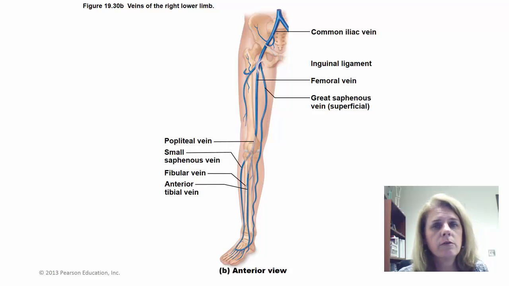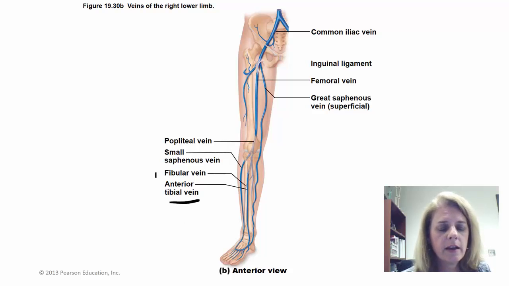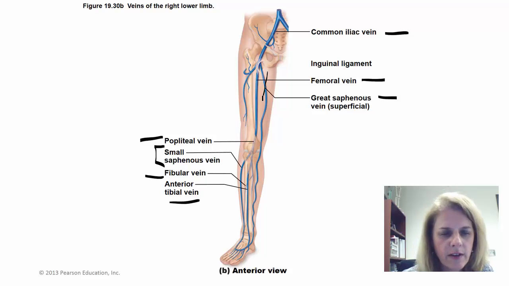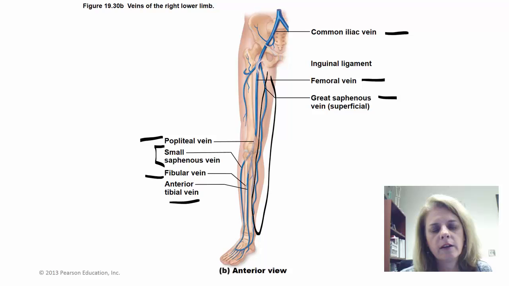As blood's returning to the heart, it's going to go up the veins. So you've got an anterior tibial vein, you have a fibular vein, you have something called a small saphenous vein, a popliteal vein, a great saphenous vein, a femoral vein, and then the common iliac vein. All right, so the great saphenous vein goes the entire length of the leg. And this is one they'll often strip out and use for heart bypass surgery. It's also one that you may see if you have varicose veins. They may strip that out if you've got those big bulging veins in your legs. So that's the great saphenous vein.